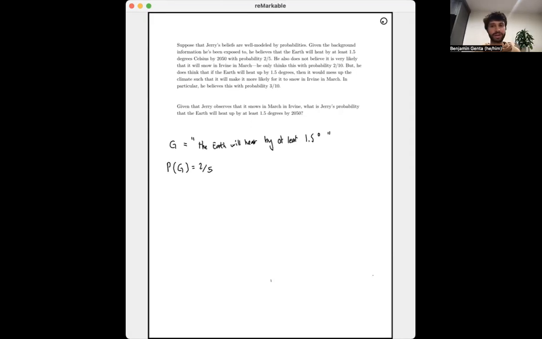Note that Jerry doesn't have a high credence of global warming being true. But he also does not believe it's very likely that it will snow in Irvine in March. Let's say that S is the statement of snow in Irvine in March, and the probability that Jerry assigns to that is 2/10. He only thinks this with probability 2/10. So the probability of S is equal to 2/10.